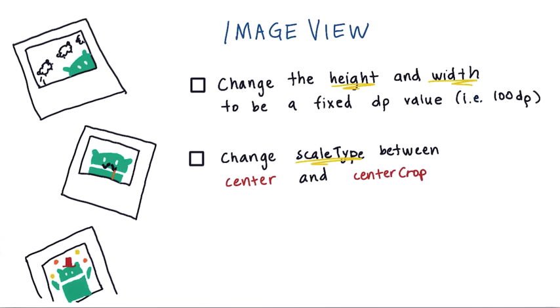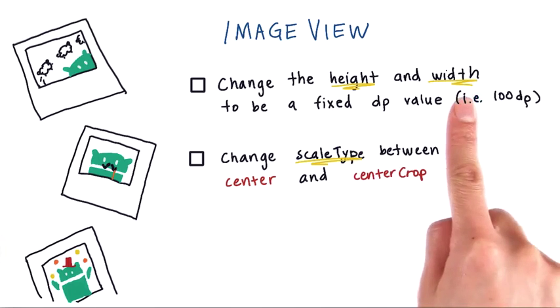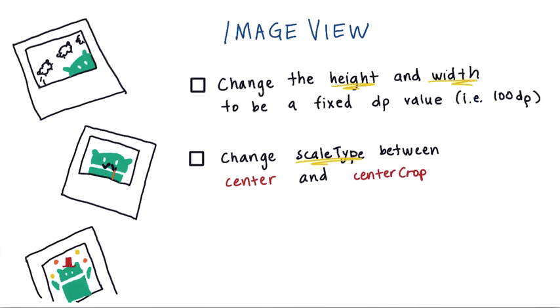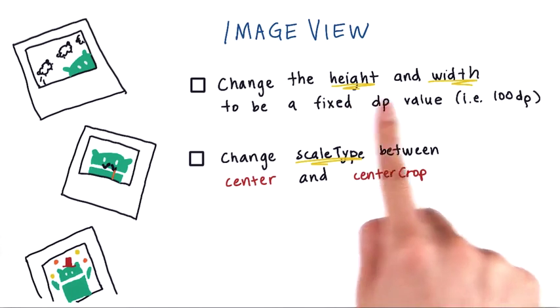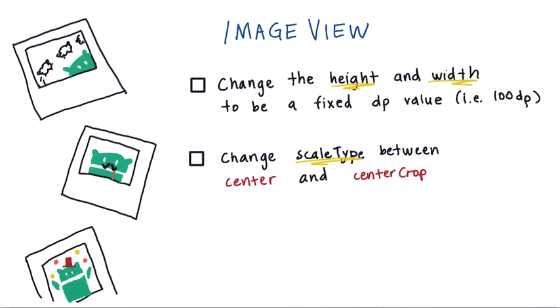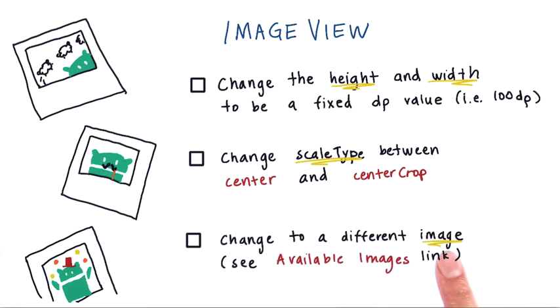For example, what happens if you change the height and width of the image view to be greater than the size of the device? Or what happens if you set the height and width to be something smaller than the size of the device? In those cases, you may see different behavior for center and center crop. Also try to change the image to something else by checking the available images link. We've included a small version of the cake image as well as a larger version so that you can try the different scale types. We also included an Android icon.